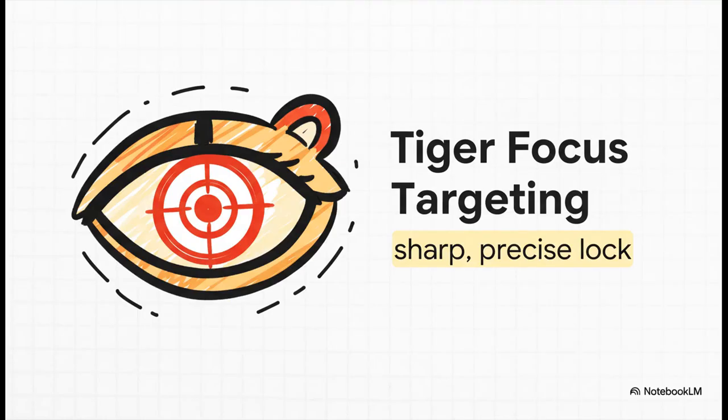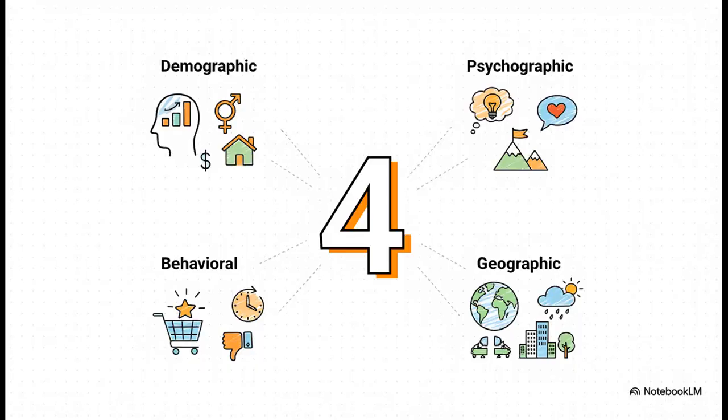The source material for this actually calls this process tiger-focused targeting. And I love that name because it perfectly describes the goal, right? To get a sharp, precise, and powerful lock on your ideal customer. So if you remember just one thing from all this, it's these 4 lenses: demographic, who they are; behavioral, what they do; psychographic, why they do it; and geographic, where they are. Mastering this combination is really the key to truly understanding your audience.